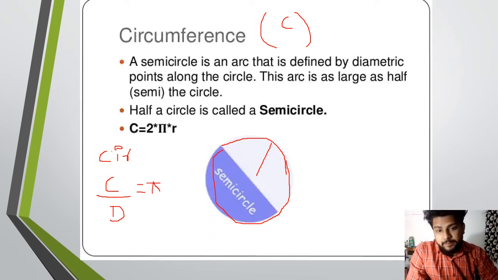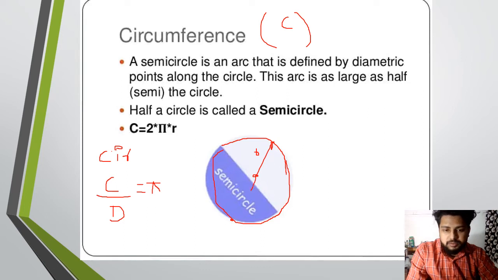As we know, the distance between any point and the center, okay, this is the center and this is the point, is known as the radius, denoted by a small r. Okay, suppose here is also another point.